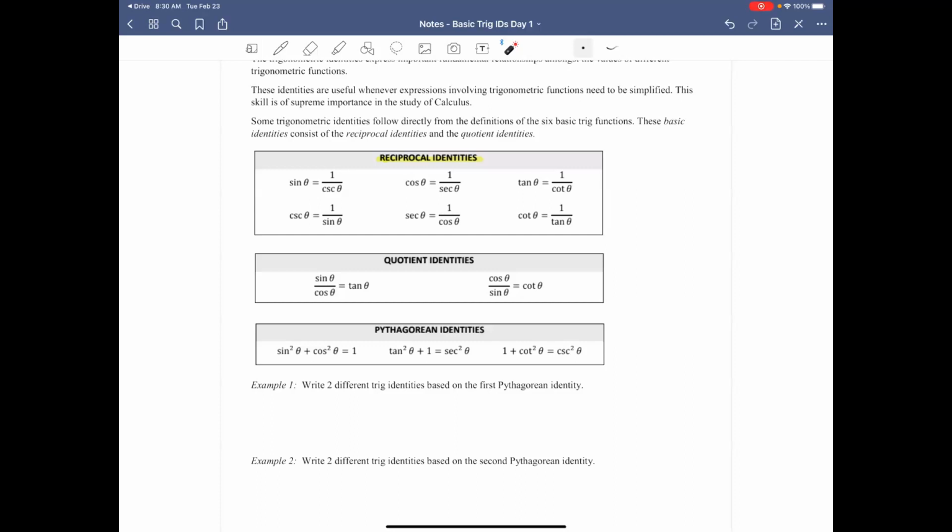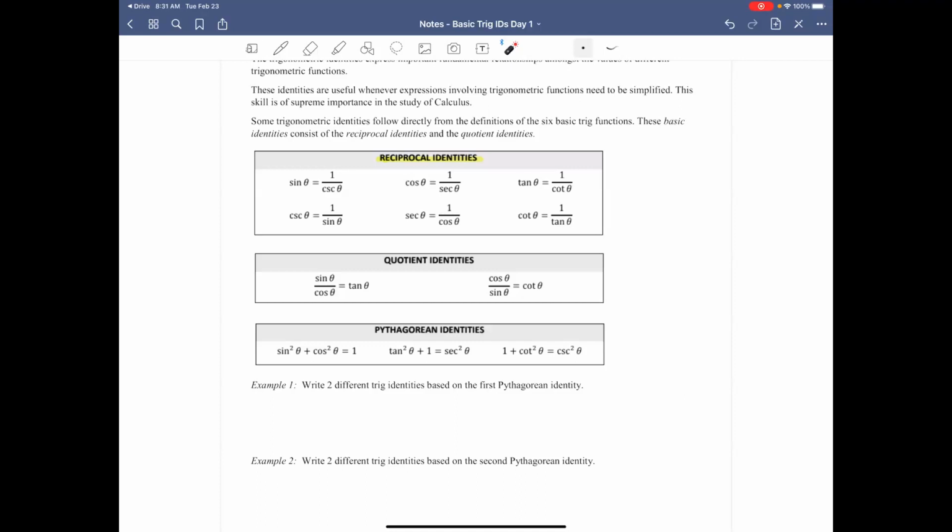We also have the quotient identities. The first one says that sine theta divided by cosine theta is just equal to tangent of theta. Then, because tangent and cotangent are reciprocals of each other, we have this second quotient identity that cosine of theta divided by sine of theta is equal to the cotangent of theta. Notice that in order to get this identity, all we did was take the reciprocal of both sides of this first identity. And we tend to do that a lot, where we take a given or known identity and we rearrange it somehow to get a new identity based on that original one.